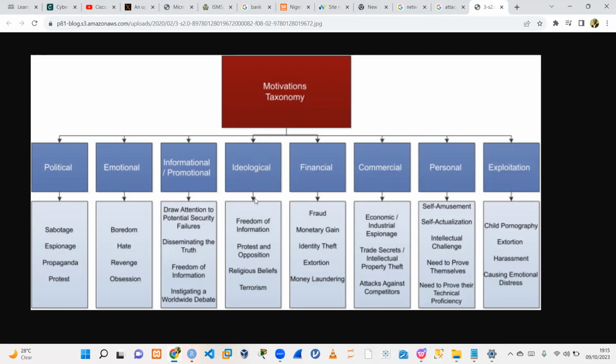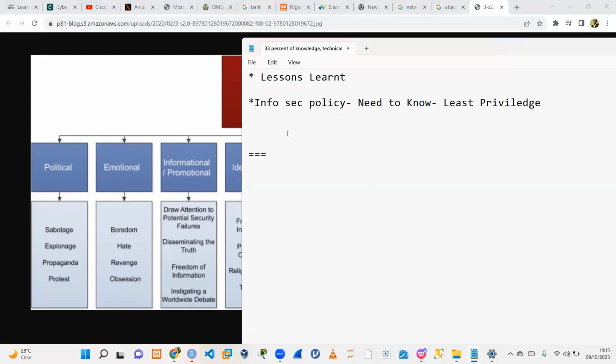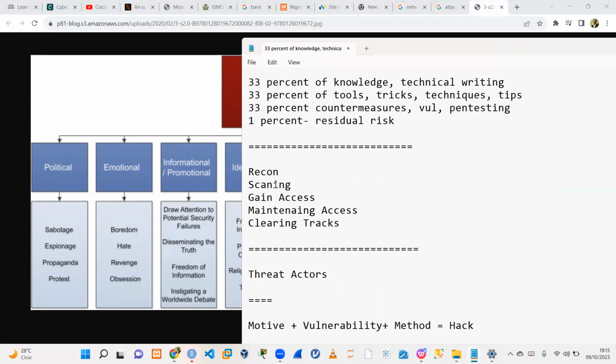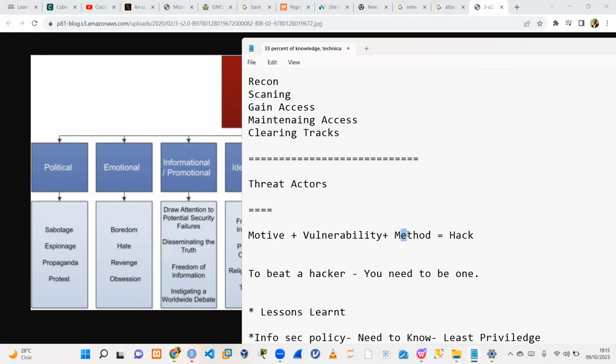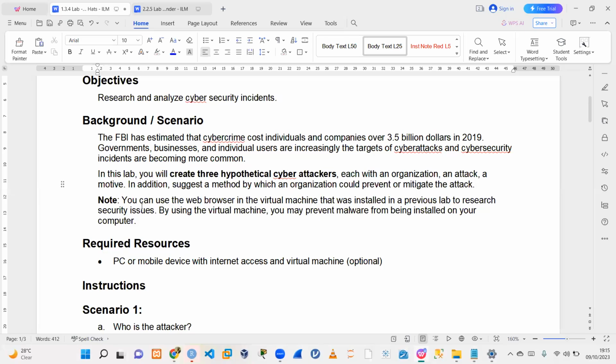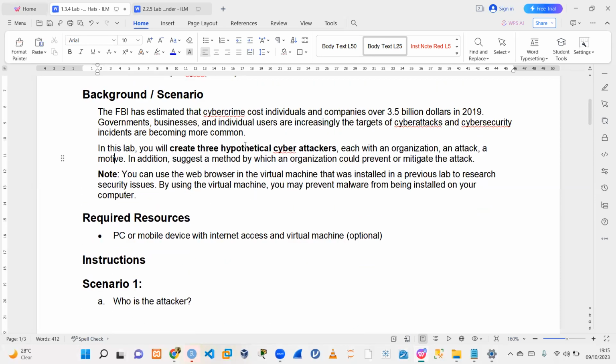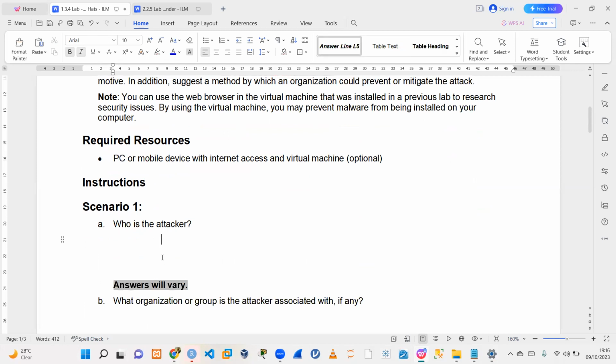So the motive determines how the attack is going to be conducted, which methodology will be used. Very, very key. So that's what this lab is about. You can use your web browser or whatever, and you just hypothetically pick any attacker or any attack, look at the motive, look at the attack, then you start answering. So this one, you have to do a lot of thinking, a lot of research to be able to get a case study.